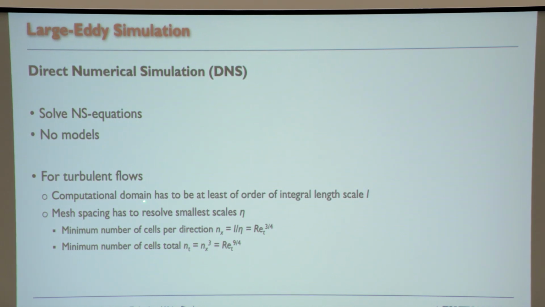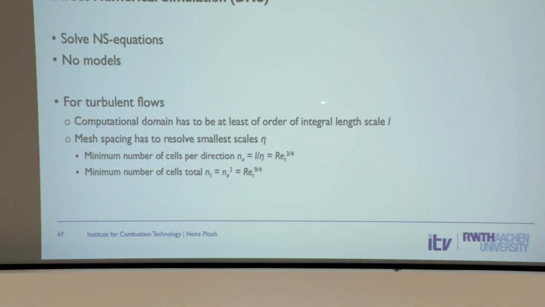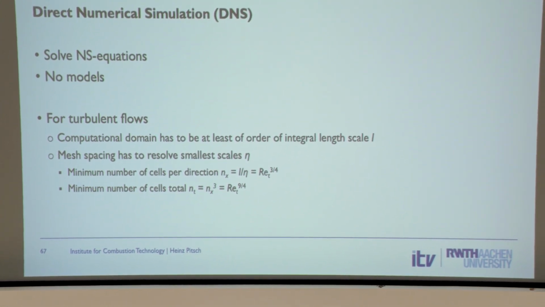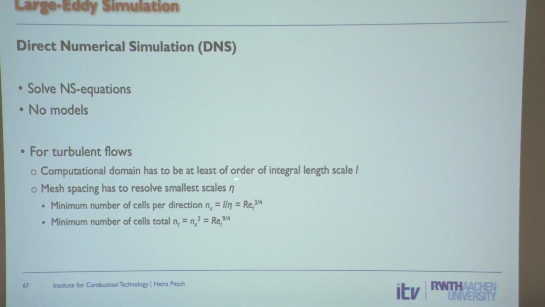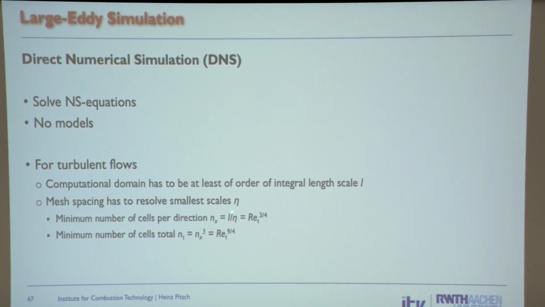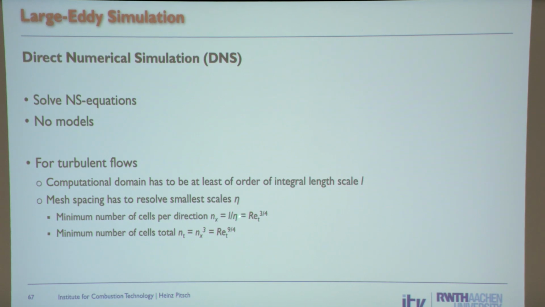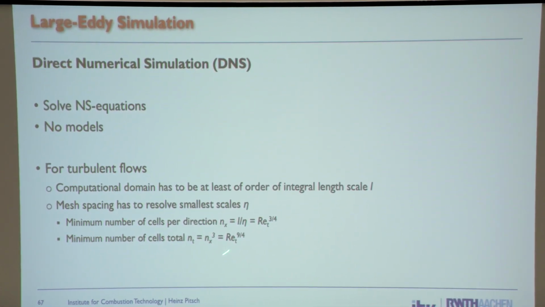And the problem is that we saw this earlier: for large Reynolds number, the range of scales becomes very large. So a computational domain needs to be at least as large as the integral scale, and the mesh spacing needs to be as small as the Kolmogorov scale. And so the number of grid points in one direction is roughly given by the integral scale divided by the Kolmogorov scale, and we said that's Reynolds number to the 3/4 power. And this is in one direction. So in 3 dimensions, it's this number cubed.